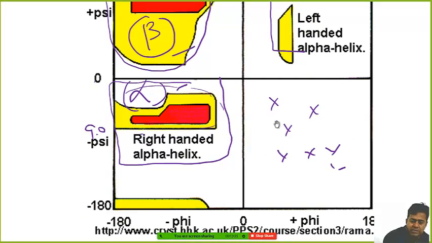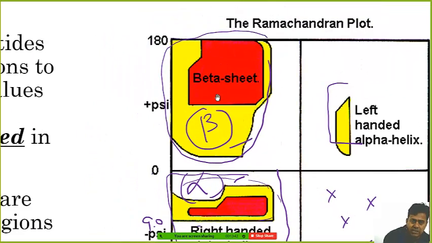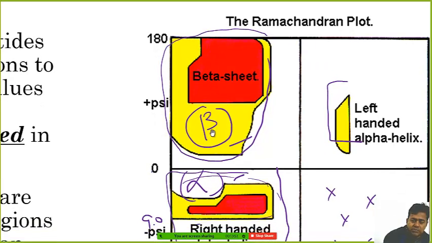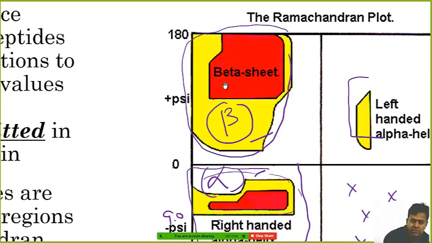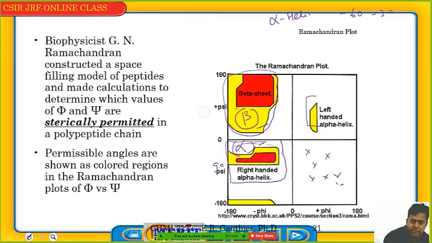And the white region is nothing, right? It means no structure is possible in this region. While the red zone is the allowed region, and the yellow region is a possible region. Okay, but the allowed region is only denoted by the red region. For example, you can see minus 90 and minus 90.